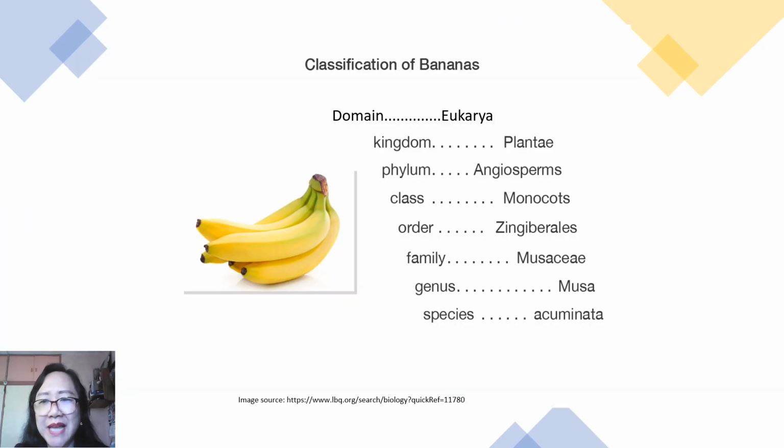This time, we will classify this banana in the illustration. So, domain Eukarya, Kingdom Plantae, phylum Angiosperms, class Monocots, order Zingiberales, family Musaceae, genus Musa, species acuminata. And the scientific name of this banana is derived from genus and species. So the scientific name of this banana is Musa acuminata.